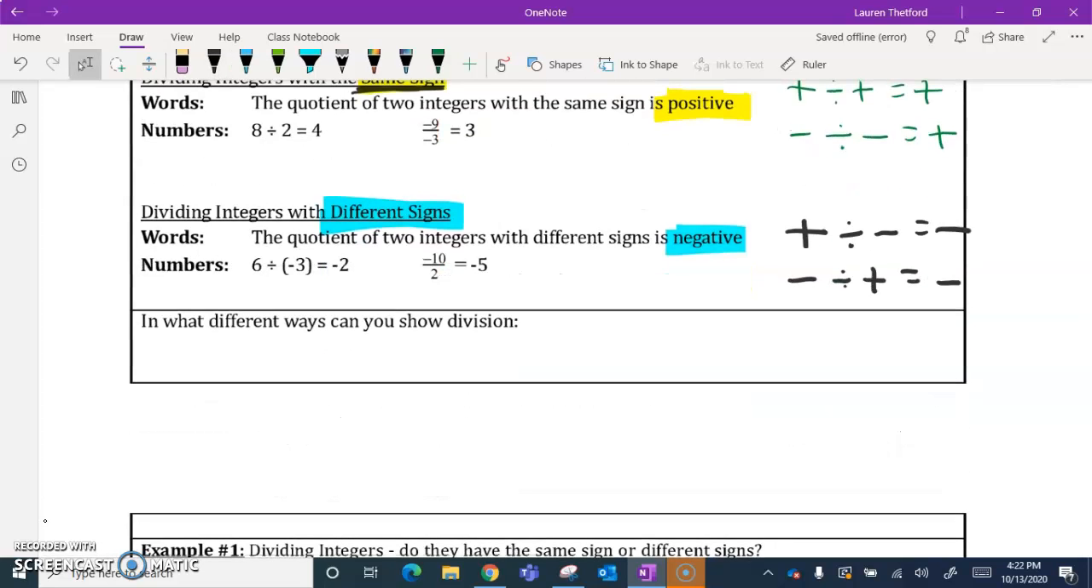What are some different ways that you can show division? We actually have a few. We can use the division sign, like 9 divided by 3. We can use a fraction, so 9 over 3 actually means 9 divided by 3. Or we could even go long division and use that little house. So 9 goes on the inside and you're dividing it into 3 groups.